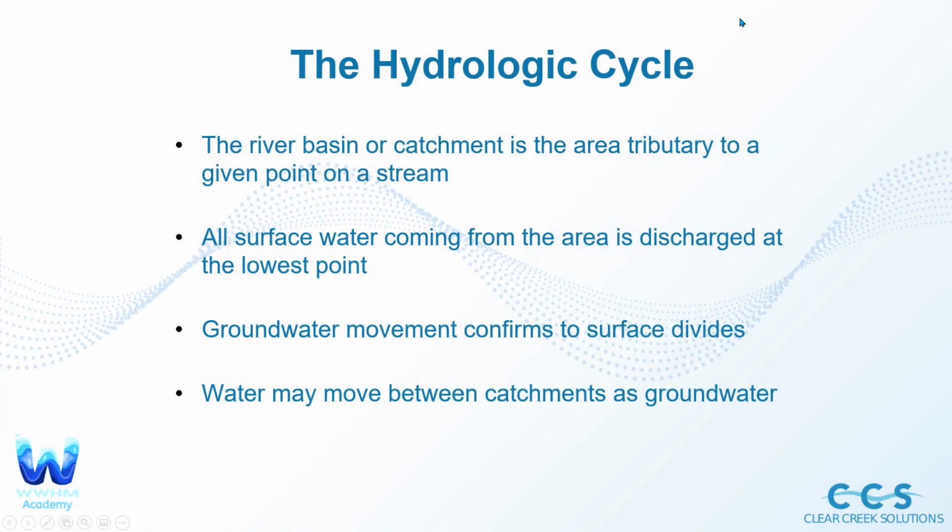So the river basin or catchment is the area tributary to a given point on a stream and is separated from adjacent basins by a divide or ridge that can be traced on topographic maps. All surface water coming from this area is discharged at the lowest point, since water tends to trend toward the lowest point. And then groundwater movement conforms to the surface divides, and it is commonly assumed that the movement of groundwater will conform to that surface divide, but this assumption is not always correct, and large quantities of water may be transferred from one catchment to another as groundwater.